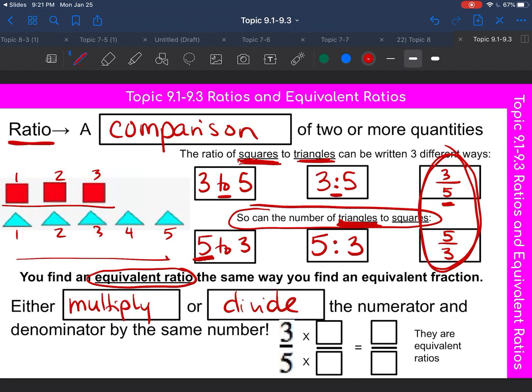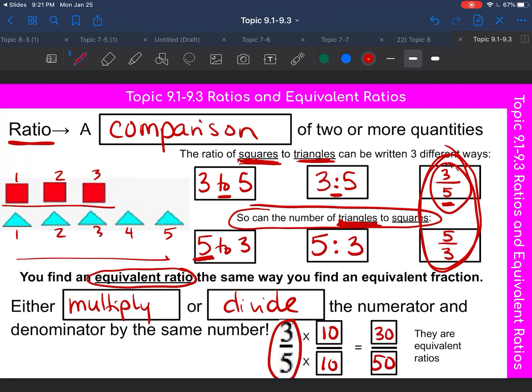So for example, 3 to 5 is our ratio. I can make an equivalent ratio by multiplying the numerator and denominator by any number as long as it's the same. So I can multiply by 2. And an equivalent ratio to 3 to 5 would be 6 to 10. That's an equivalent ratio. I could come up with a different one. I don't have to multiply top and bottom by 2. Let's say I multiplied by 10. Well, 30 to 50 would also be an equivalent ratio.